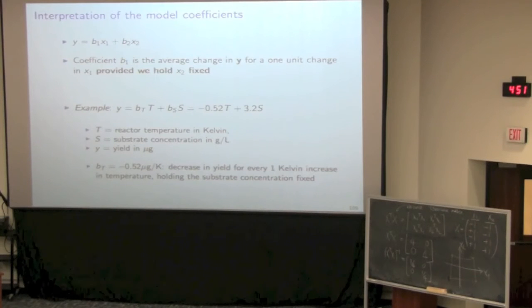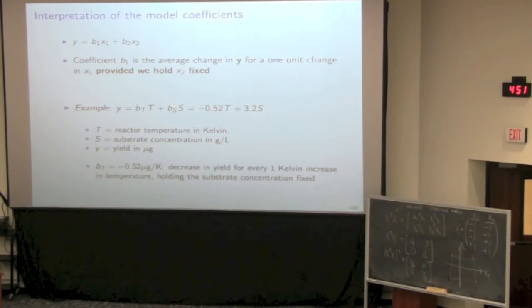Okay, well, let's take a look at this example here. There's b1 x1 plus b2 x2. That b1 is interpreted as follows: it's the average change that you expect to see in y for a 1 unit change in x1. That part up to there is what you've seen before, but this part involves what's new: provided we hold x2 fixed. In other words, keep x2 constant, so b2 x2 is a constant by definition. x1 then varies, and b1 represents the amount of change you'll see in y on average for one unit change of x1.